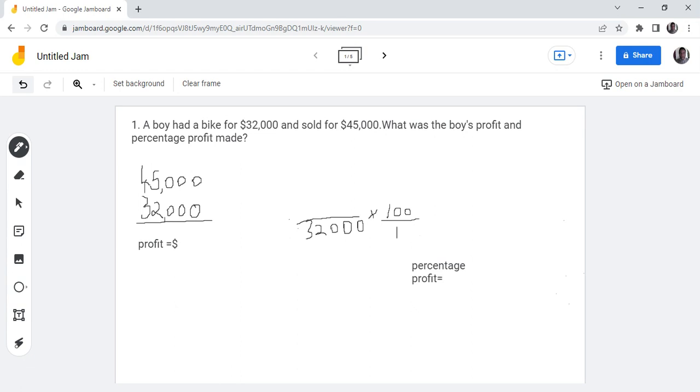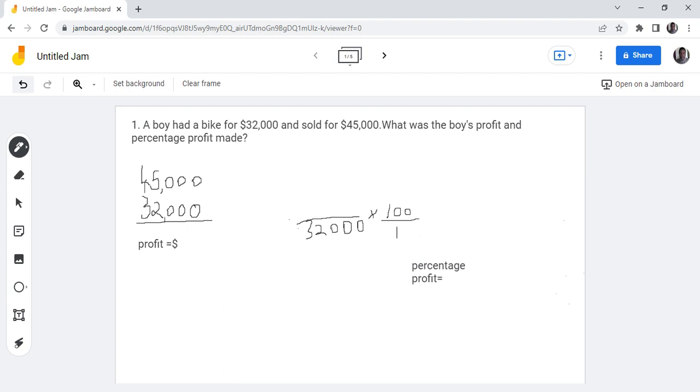So in today's video, what we'll be doing is consumer arithmetics, as I promised you in the previous video. In consumer arithmetics, we'll be looking at two topics, which are profit and loss, and also trying to find profit percentage and loss percentage. So what we're going to do now is just get right into it and solve some profit and loss problems. Number one on the screen says a boy had a bike for 32,000 and sold it for 45,000. What was the boy's profit and percentage profit made?